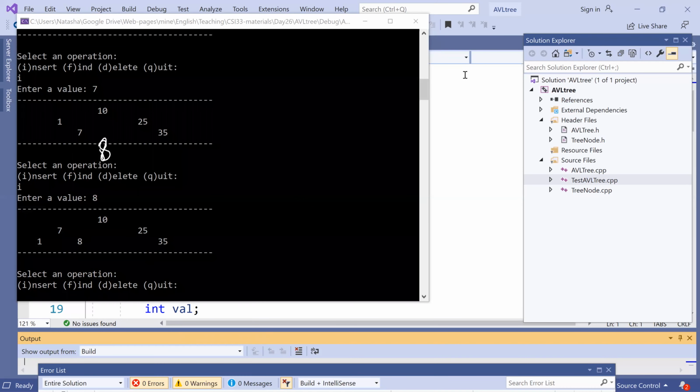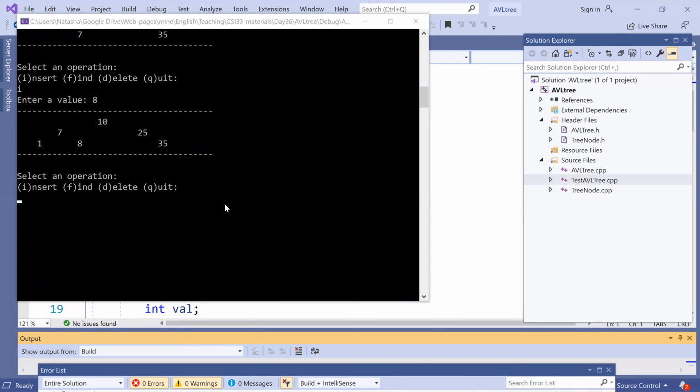Okay. So let's continue. Or let's think of something else. I wonder if it understands the negative numbers. Let's do negative 10. Okay. So insert.